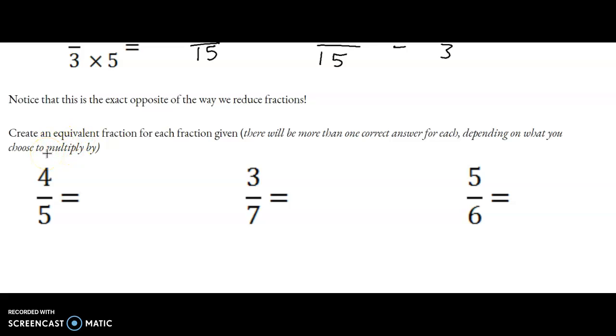So when creating an equivalent fraction for each fraction given, there will be more than one correct answer for each, depending on what you choose to multiply by.